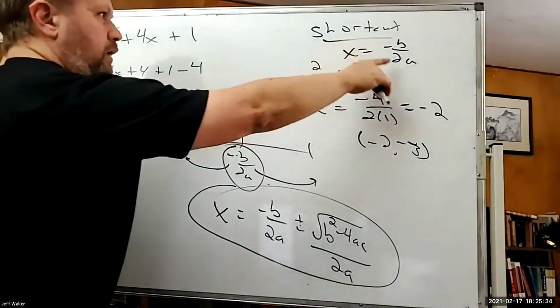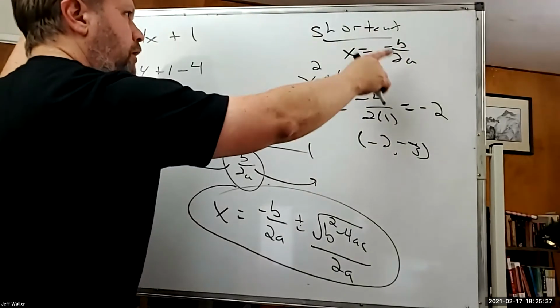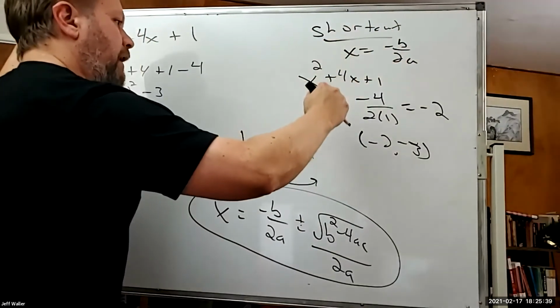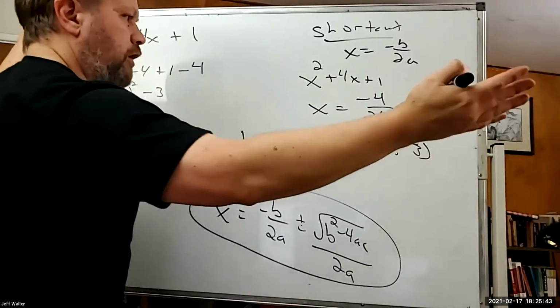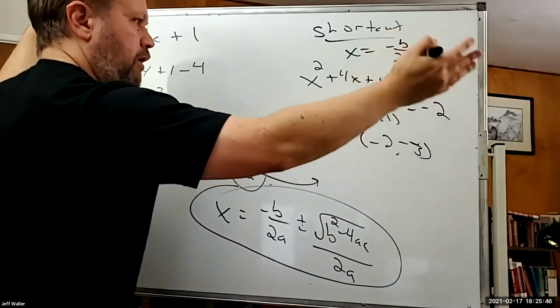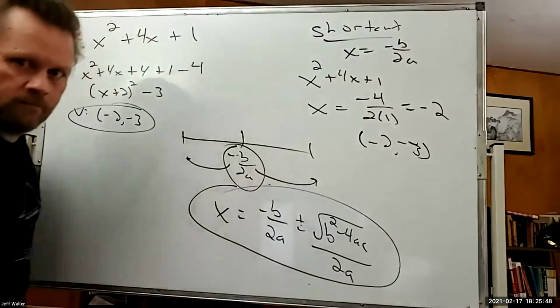So negative b over 2a is a shortcut way to find the x piece of the vertex. How do I find the y piece? The same way you always do. Plug it back in.